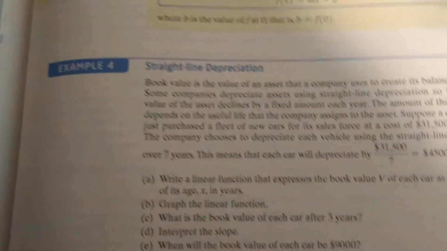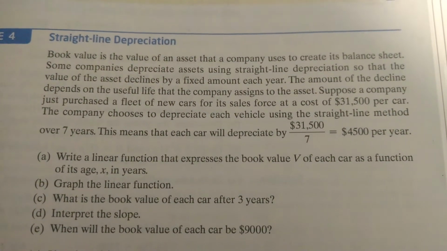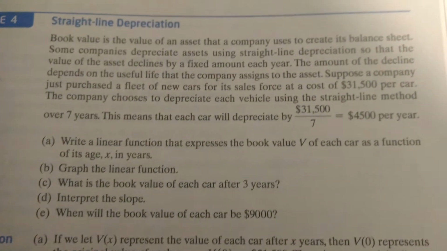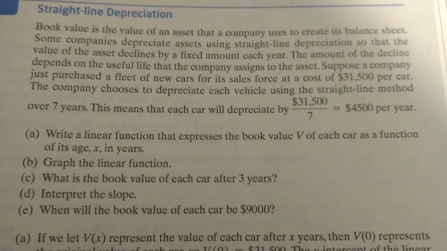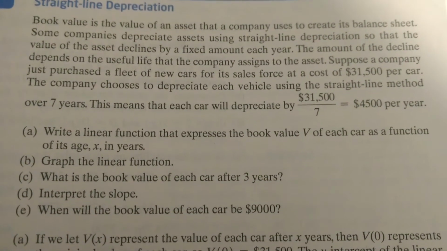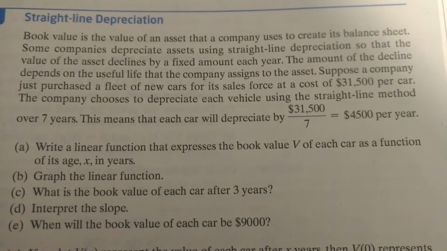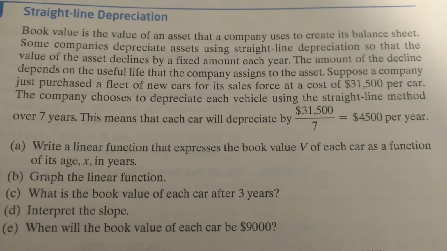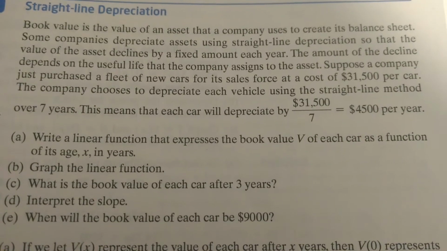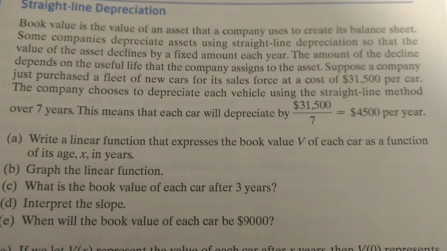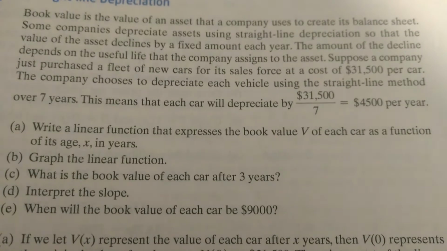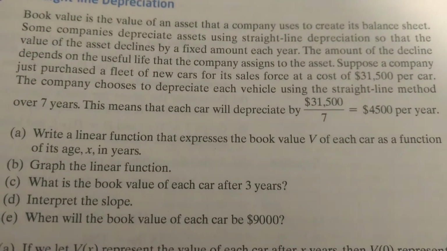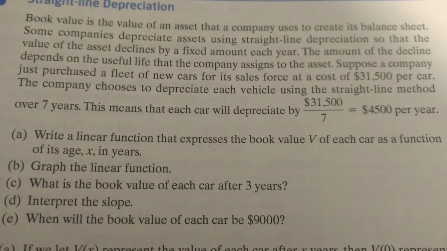Now we're just going to go through some word problems here. This is example 4 on page 285. It says book value is the value of an asset that a company uses to create a balance sheet. Some companies depreciate assets using straight line depreciation so that the value of the asset declines by a fixed amount each year. The amount of decline depends on the useful life that a company assigns to an asset.